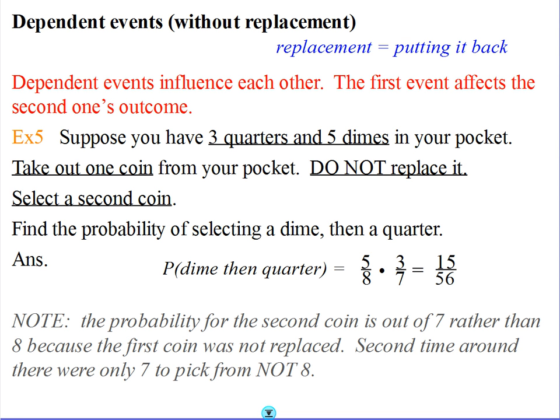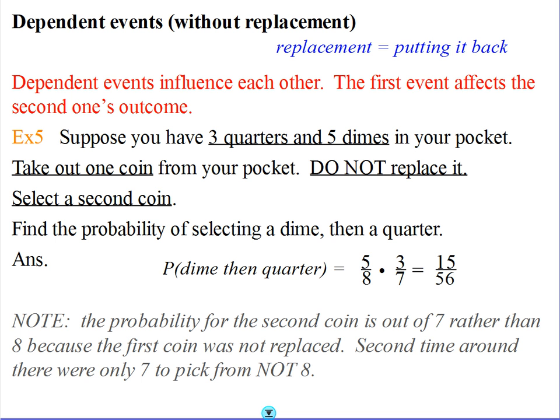Dependent events influence each other. The first event affects the second one's outcome. Example 5. Suppose you have 3 quarters and 5 dimes in your pocket. Take out 1 coin from your pocket and do not replace it. Select a second coin. Find the probability of selecting a dime and then a quarter.